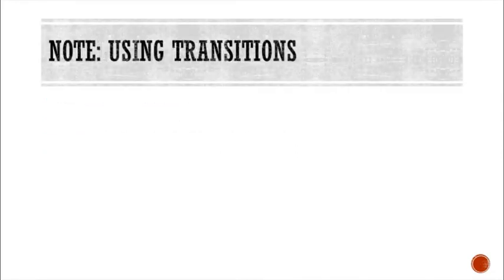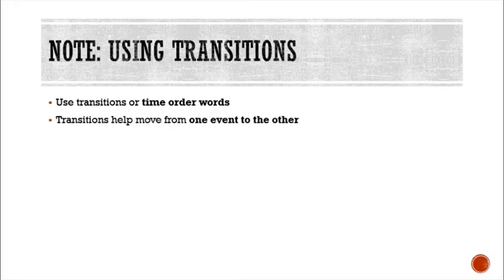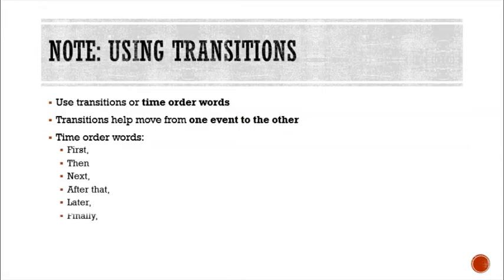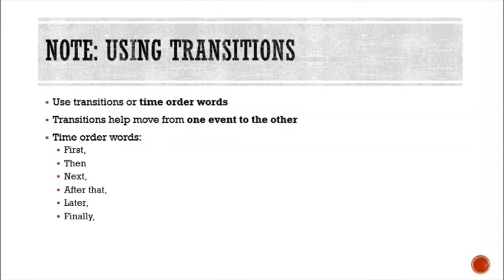It's always important to remember to include transitions in your narrative writing. Transitions are time order words. They help move from one event to the other. They help the reader understand what you are writing. Examples of time order words are first, then, next, after that, later, finally.